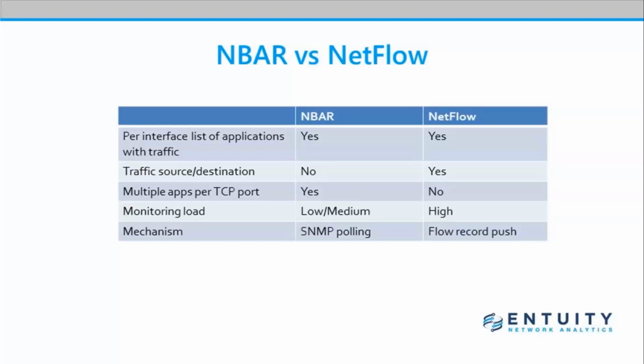Conversely, with NBAR, the monitoring load can be very low or just in the medium range. The reason being is that it is SNMP polled versus the flow records being sent from the routers. With NBAR, the amount of data being placed on the network and the load is based upon the number of different applications that you're polling statistics for. And that is under your control. It's not based upon the number of unique conversations on the network.